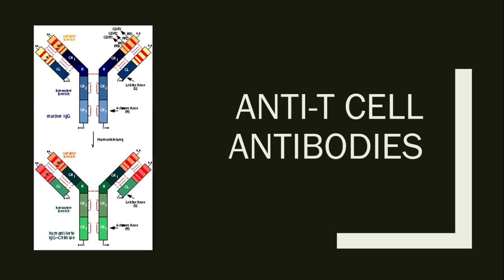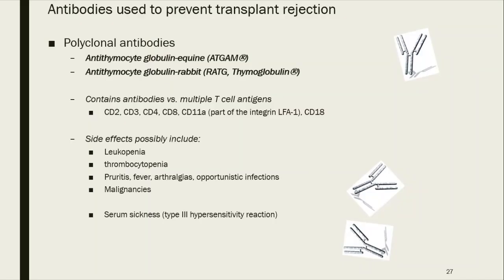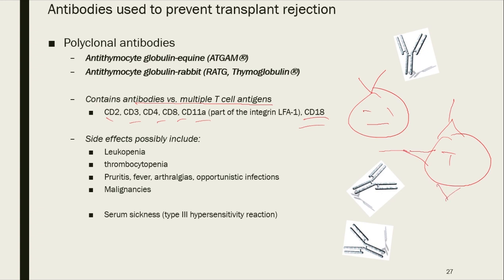Then we have anti-T cell antibodies. Basically, you have antibodies that are against the T cells. These include the polyclonal antibodies, which are a little bit older and contain antibodies against multiple T cell antigens, CD2, 3, 4, 8, 11, many that they can bind to. Sorry, this is not the right one. So you have a T cell, and then you have the antigen binding, and the antibody binds to a different type of CD marker there.